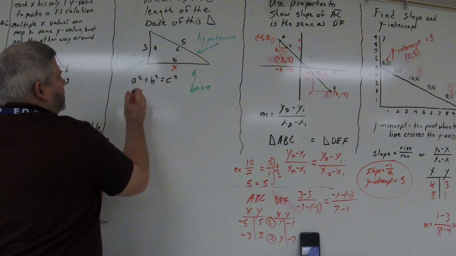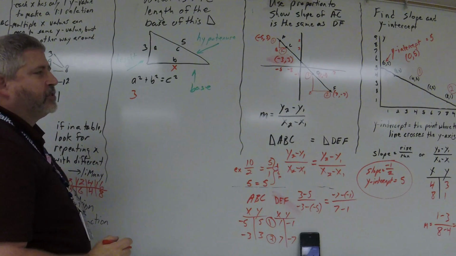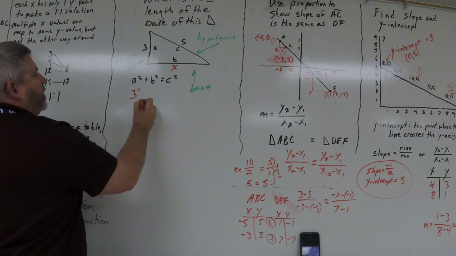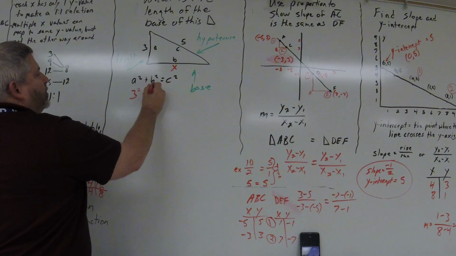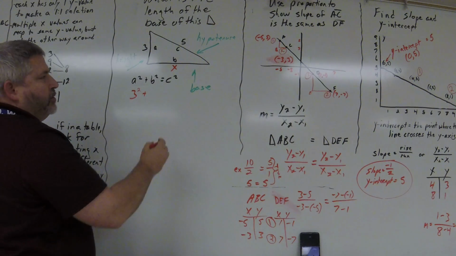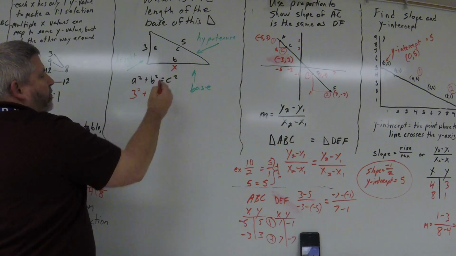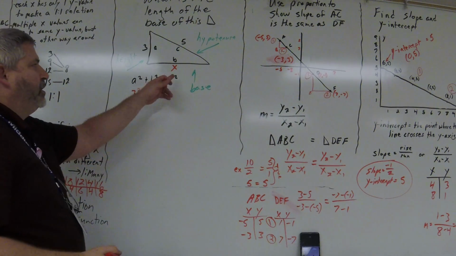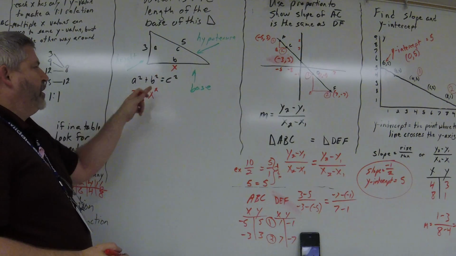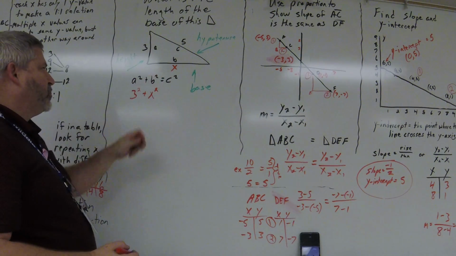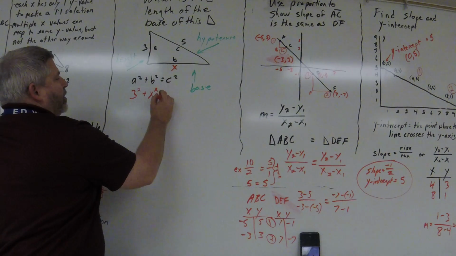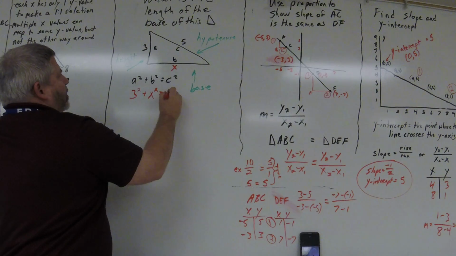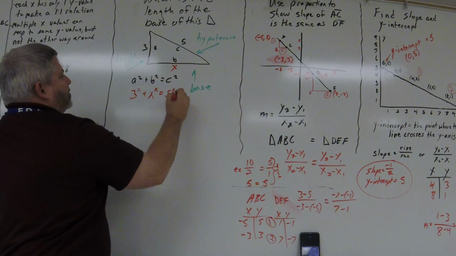Well, side A, we know, is 3 units long. But we're squaring side A, so we have to square that 3. And we're going to add that to however many units side B, which is our base. Well, we don't know how many units that is, but it is a number. So we'll use that x in place of B. And since we're squaring B, we'll square that x. And then we do know how long side C is. Our hypotenuse is 5 units, and we're going to square that.